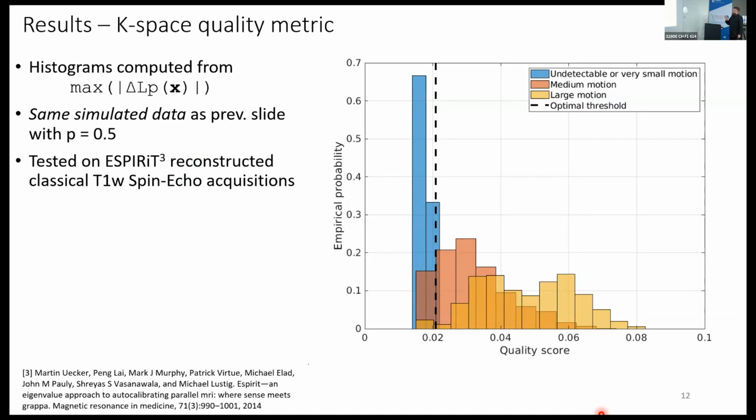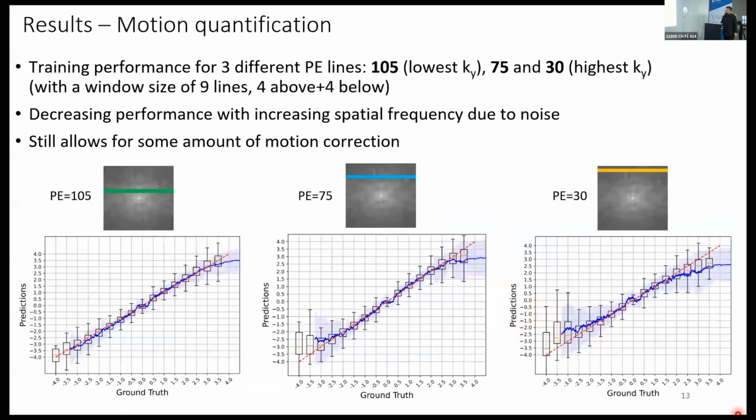The orange one is medium motion, and large motion in yellow. And we can see that using this optimal threshold for the p norm of 1/2, we're able to discriminate to some extent. And now for the motion quantification.